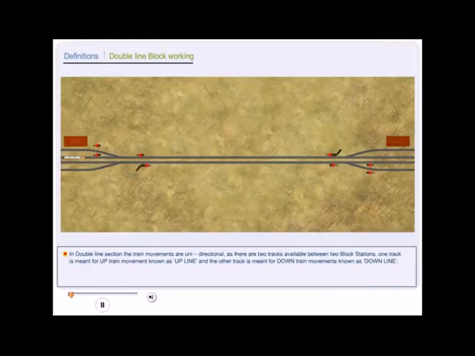In double-line section, the train movements are unidirectional, as there are two tracks available between two block stations. One track is meant for up train movement, known as up line, and the other track is meant for down train movements, known as down line.